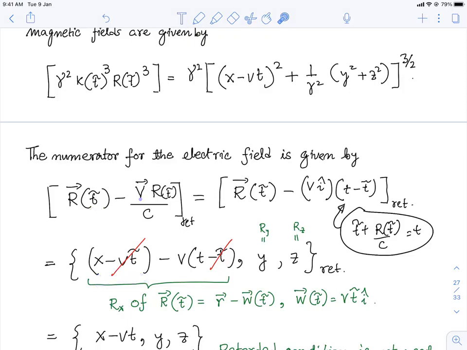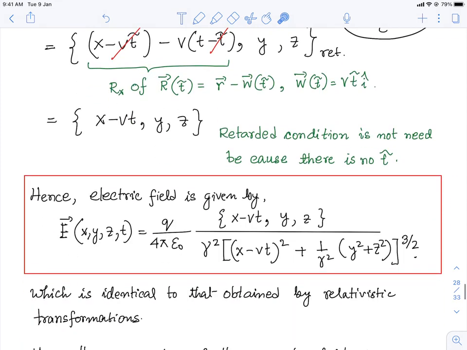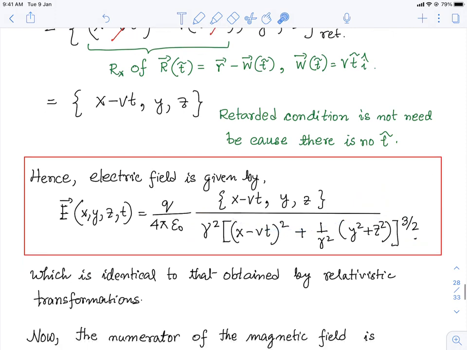But then there's a v times r, and this r is essentially c times this difference. So the c cancels the denominator, and it's v times this. And then you see the t tilde just cancels out. So if the t tilde cancelled out, the numerator is independent of t tilde. So you don't have to use the retarded condition there, and it is just this thing. So the electric field, the numerator is this vector. So this is the x, y, and z component. And then the denominator is this. This is identical to what we just got by doing a frame transformation. Okay, this is identical to that.